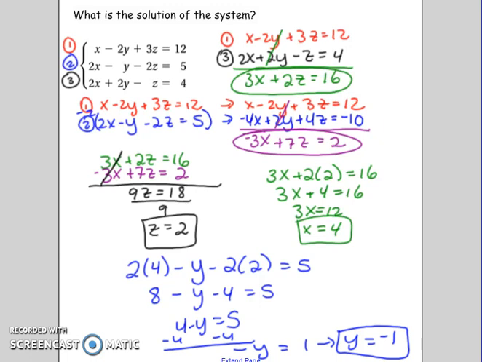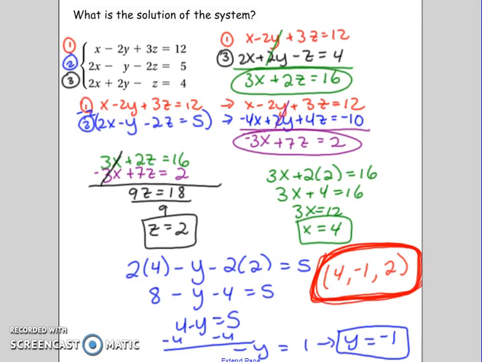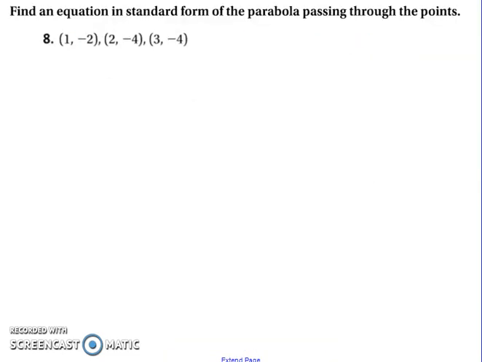Once I have my 3 values, I'm just going to now write them as an ordered triple in alphabetical order. So 4 for x, then y, so -1, and then z. So this right here is my final answer. So we're going to use this idea to work with quadratic modeling. When you have 3 points, we can use quadratic modeling.